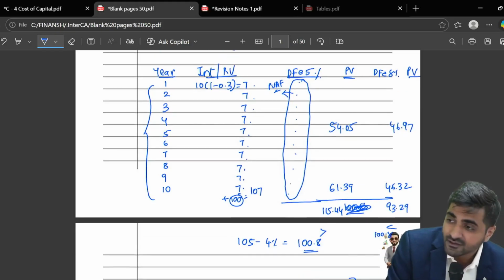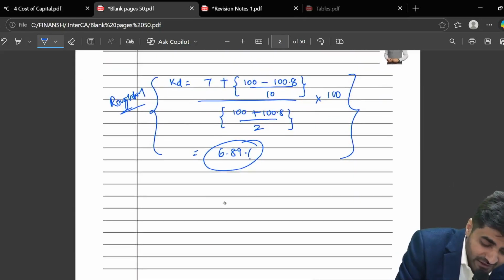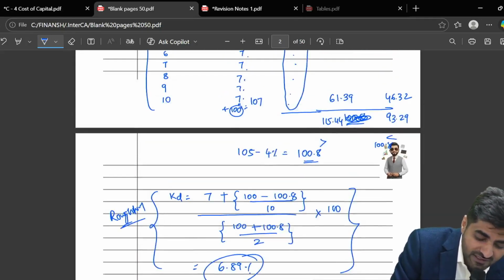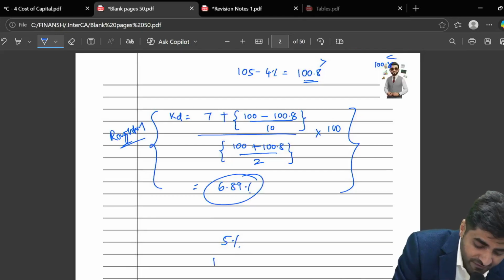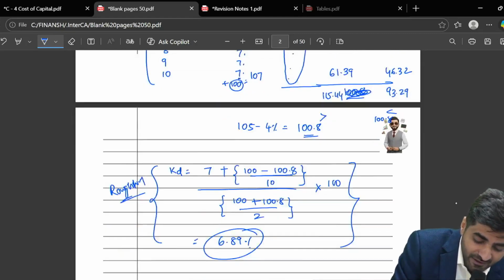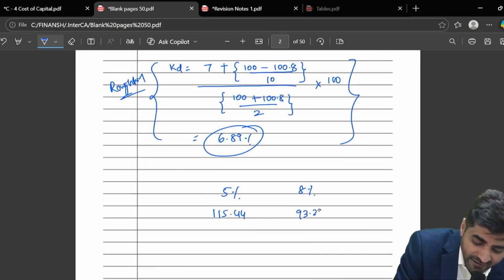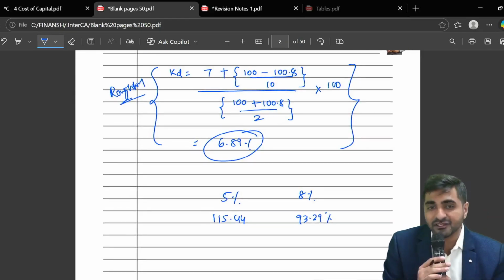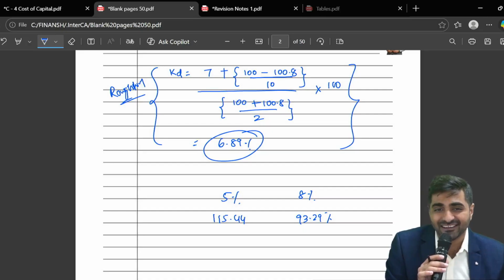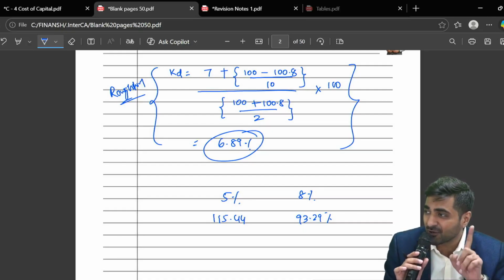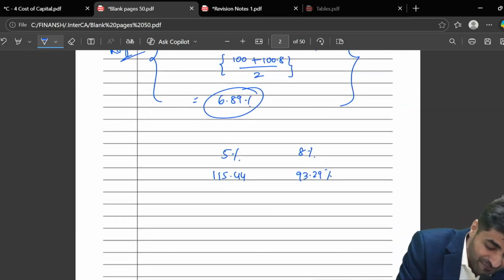So now have I got the range? At 5%, what is this coming? 115.44. At 8%, what is this coming? 93.29. Now have I got a range? Because I want to get 100.8. Is 100.8 falling between 5 and 8%? Yes, so it is more than 5, but it is less than 8.